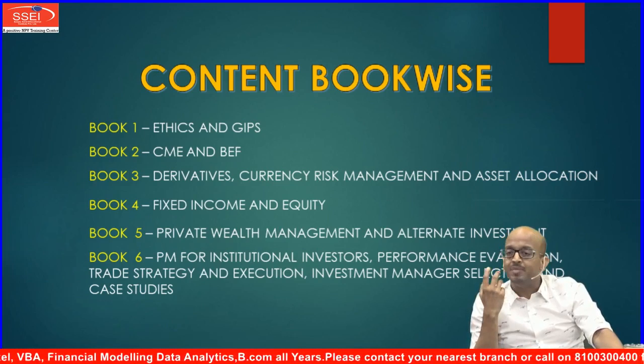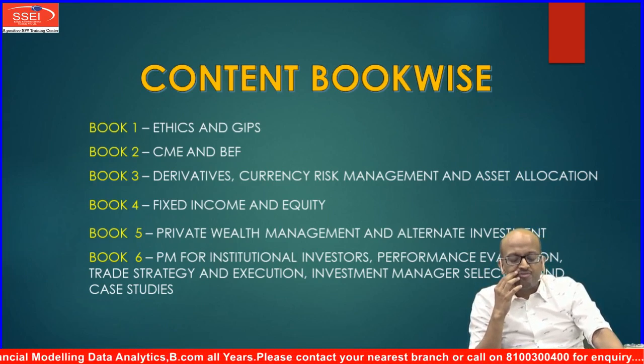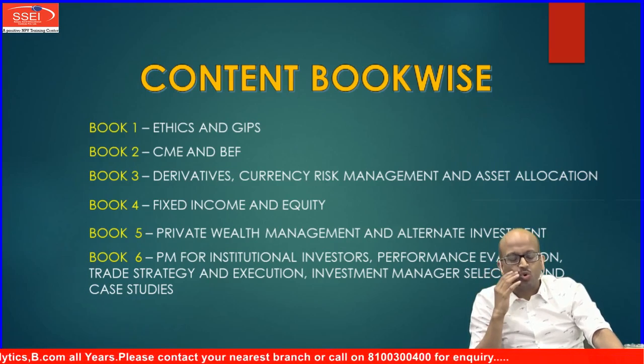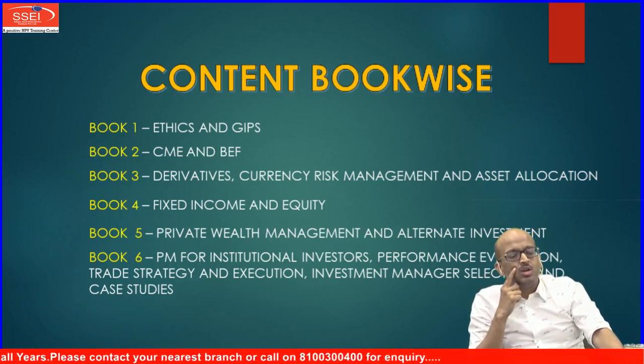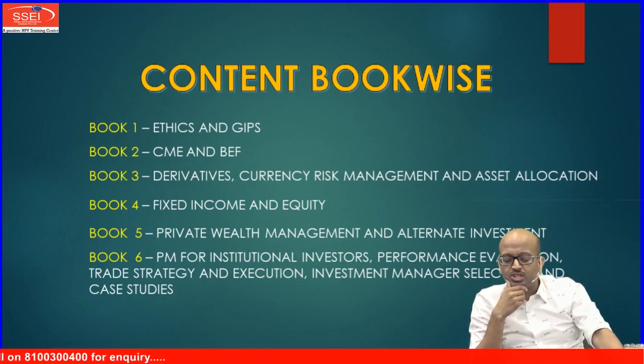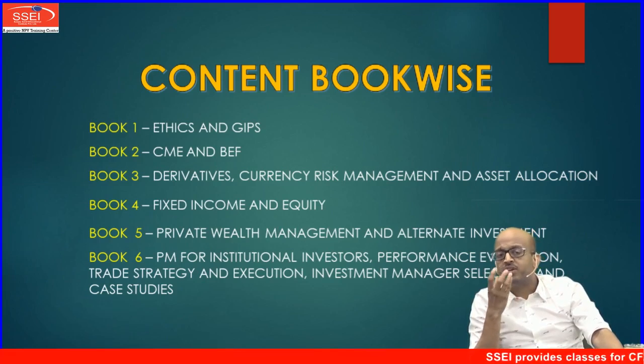Book 4, fixed income, equity, unchanged. Book 5, private wealth management and alternate investment. The alternate investment is totally new. In private wealth management, only 1 chapter is new, which is the IPS chapter. Book 6, portfolio management for institutional investors, performance evaluation, trade strategy and execution, investment manager selection and case studies. They've introduced 2 case studies this time. This is the first time a case study is there.